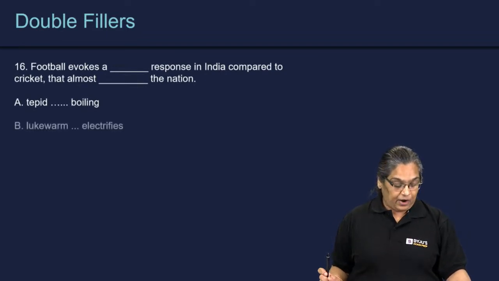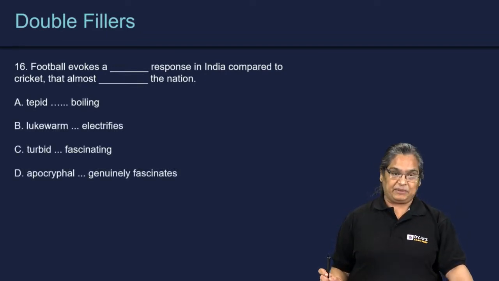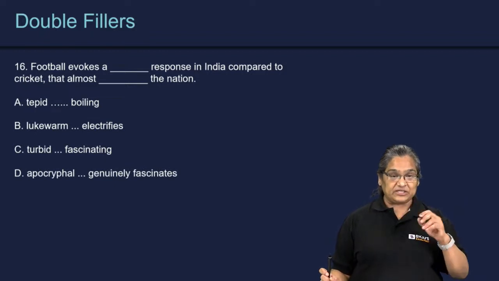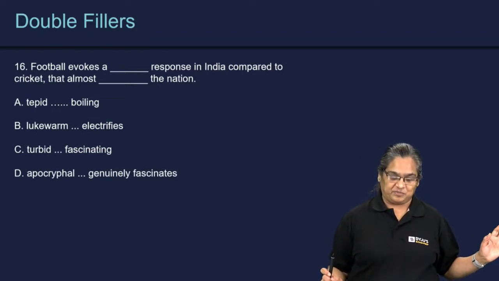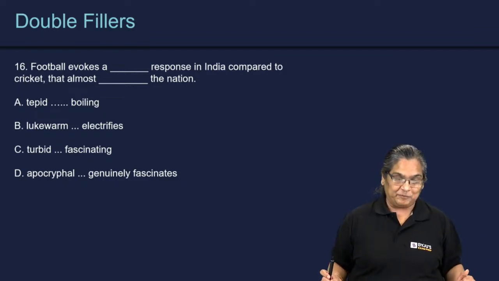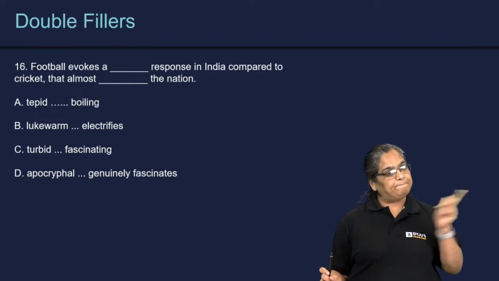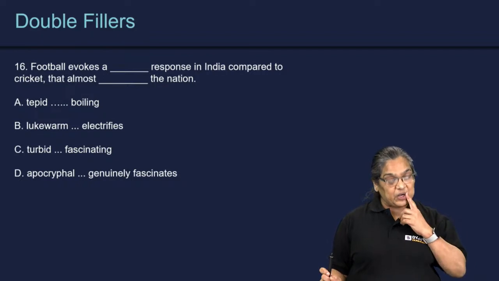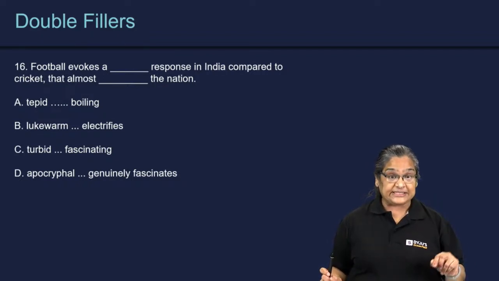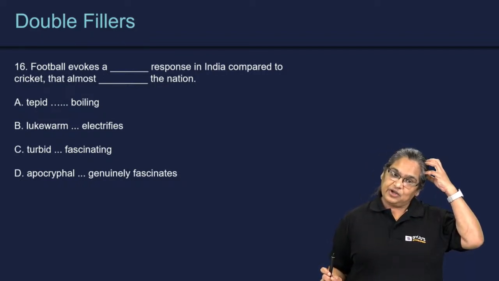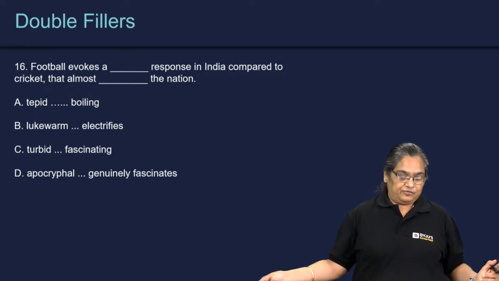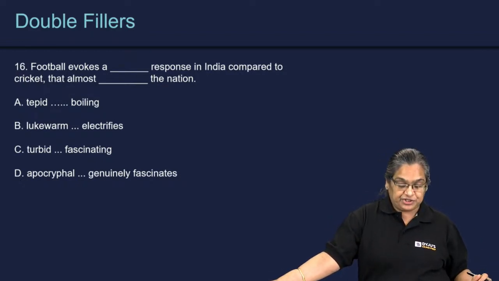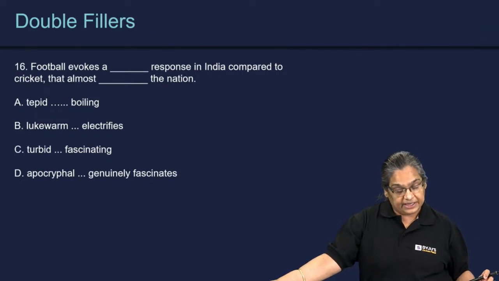All right, now this is a past year paper. I loved this because many students, even when I repeat this question, make mistakes. I have not understood why. Read the sentence completely, fully. Try to understand the meaning of the sentence and have a word in your mind, and then only look at the options. All right. Football evokes a dash response in India compared to cricket that almost dashed the nation.